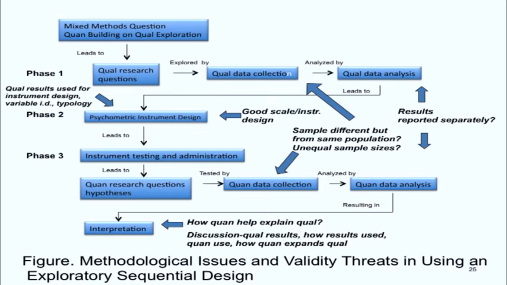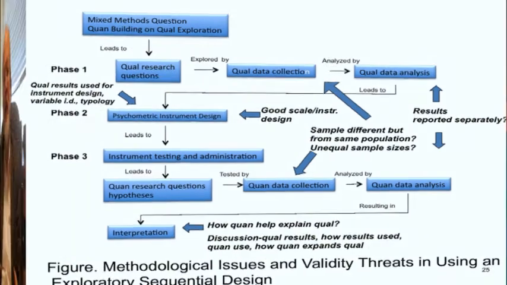One of the key challenges is deciding what qualitative results to use and how to use them. For example, if you've gathered qualitative data and you have qualitative themes for your analysis, how do those themes then relate to developing an instrument? Or what qualitative themes do you look at to help develop this quantitative phase? Also, if you are developing an instrument, good psychometric scale construction is an important issue.